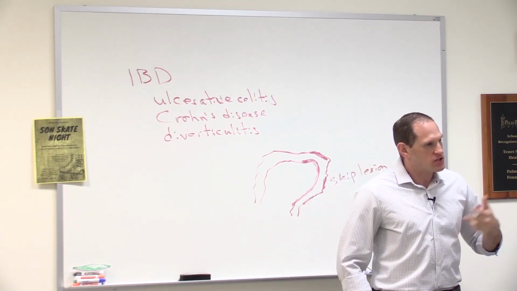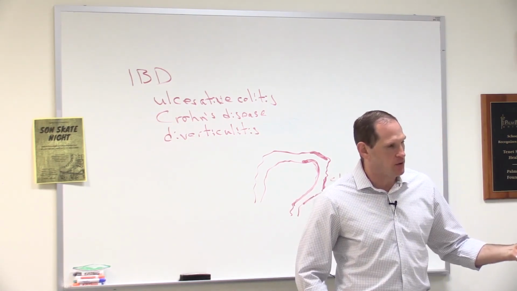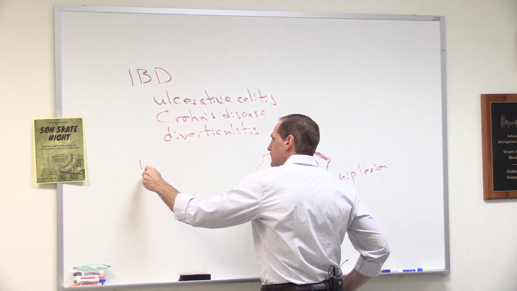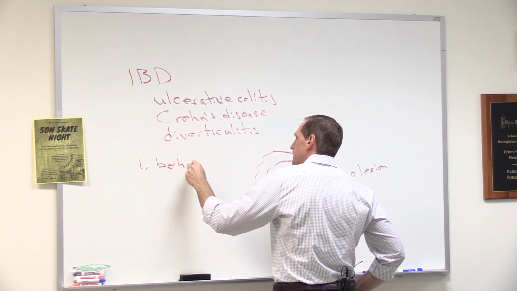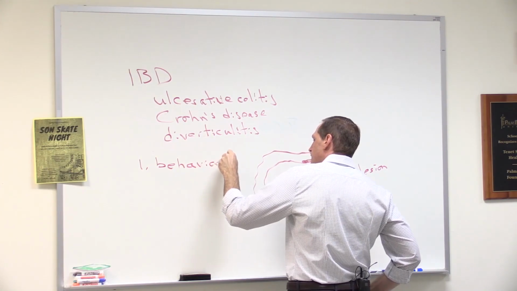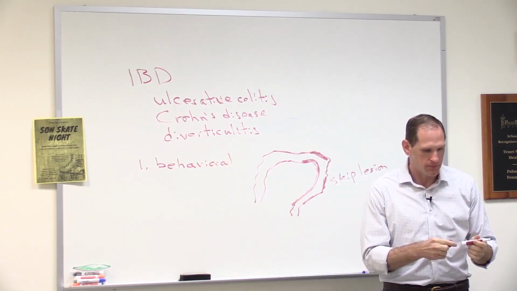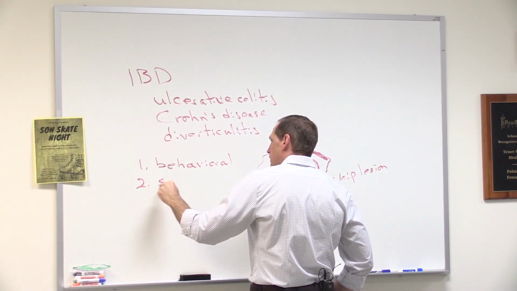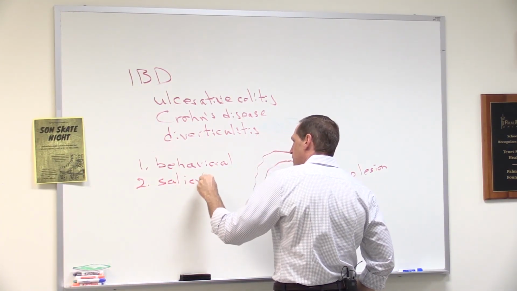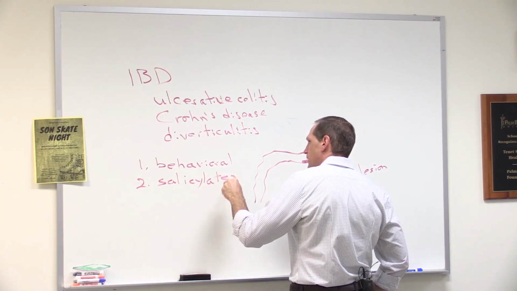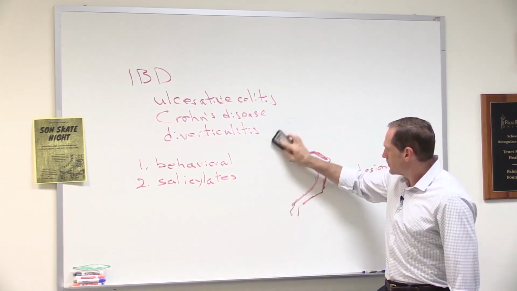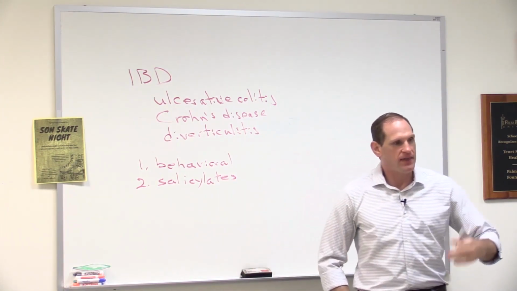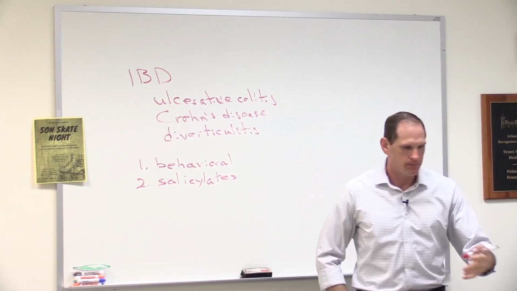All right, so as far as the treatment of ulcerative colitis and Crohn's disease, they're somewhat similar. So the first one is behavioral. And that is learn your triggers and try and avoid them. Second is drugs. So the main drugs that are used nowadays are salicylates, which are similar to aspirin, but they're not actually aspirin, and they help to reduce inflammation in the gut.